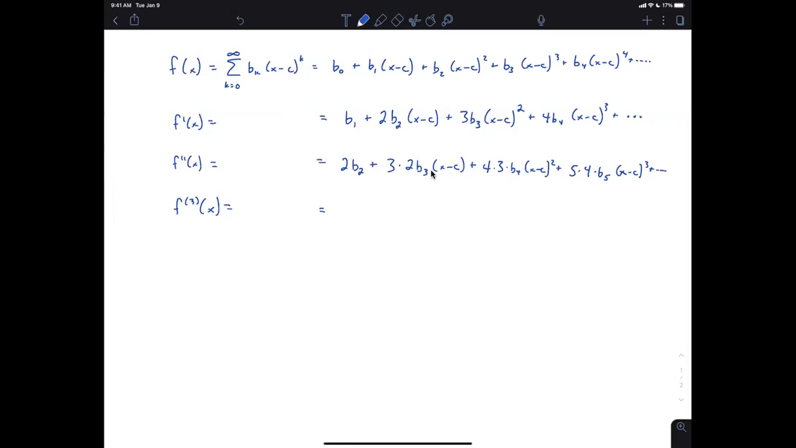And then the derivative of this part is 3 times 2 times b3 times 1 for the chain rule. And then plus, now you bring the 2 down, so you get 4 times 3 times 2, b4 times (x minus c) to the first, and then 5 times 4 times 3, b5, (x minus c) squared, and so on.